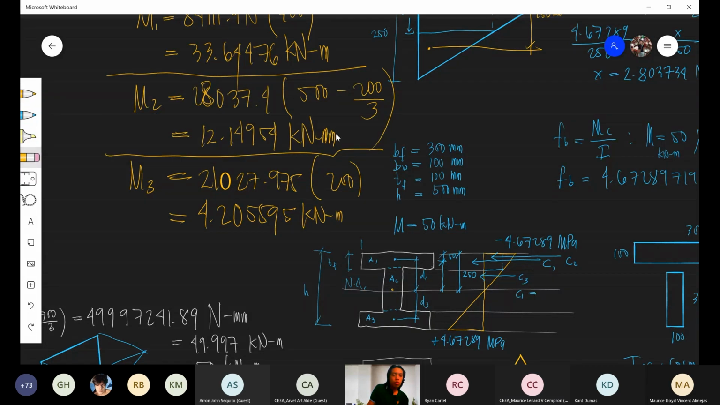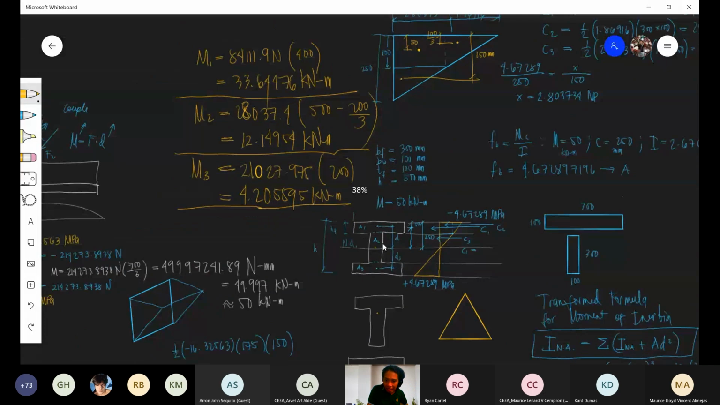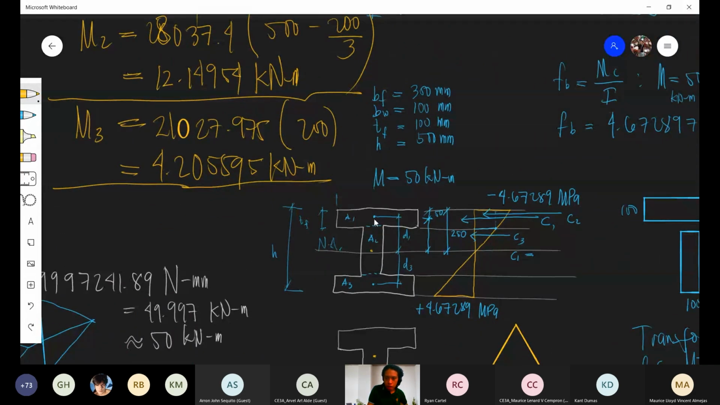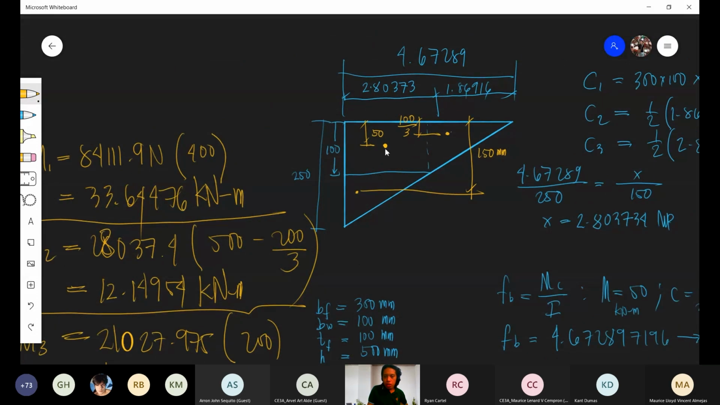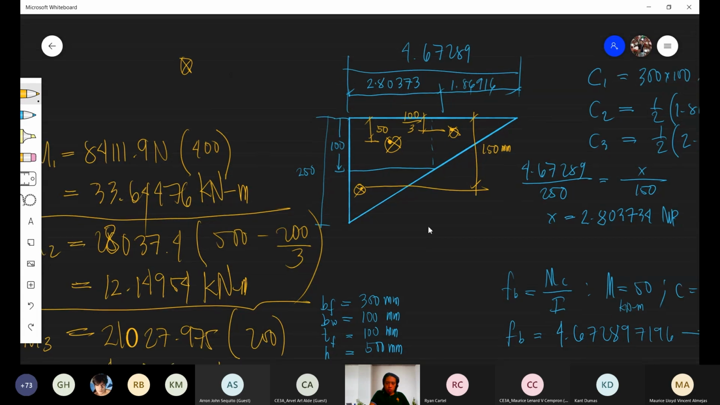Let me erase this one. Okay, what the question asks you to solve is the percentage of the moment carried by the flange. The forces here are the flange forces. By the way, if you see this symbol, a circle with an exit mark, it means the arrow is pointing toward you, the top view. You should also know how to interpret that. Anyways.